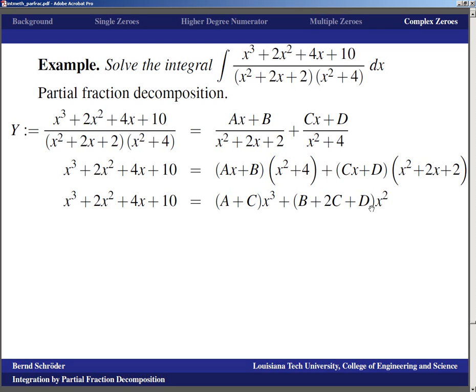And we don't have anything more with x squared as far as I can see. Terms with x would be 4ax, and then the b doesn't do anything with x's here. We get c times 2x, so 2cx, and we have d times 2x, which is 2dx here. And then we have the constant terms, which are b times 4 and 2 times d, so 4b plus 2d.